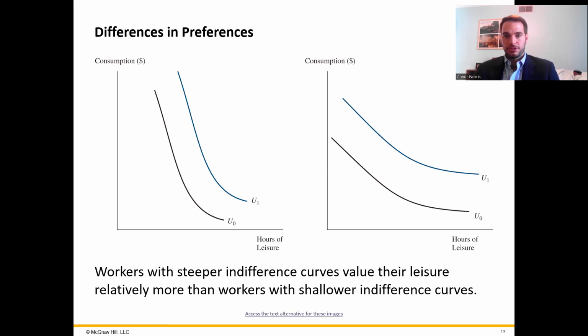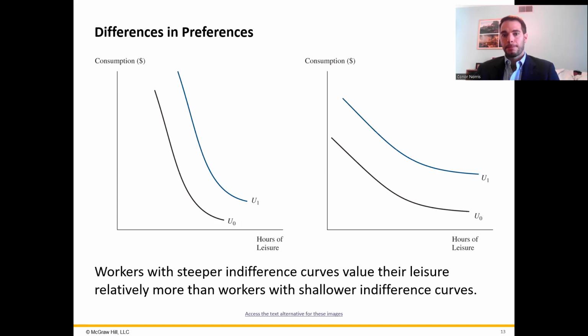As we move along the indifference curve, the slope shows us the rate at which a person is willing to trade a unit of leisure for a unit of consumption. So we can think of it as how much more consumption to give up in order to get more leisure time. An individual with a steeper indifference curve, like the first one on the left on the slide here, values their leisure relatively more. So it would take a lot more consumption for them to be willing to give up some leisure. The second graph shows the exact opposite situation. This person enjoys consumption more. They'd need a lot more leisure time to be willing to give up just a little bit of consumption.